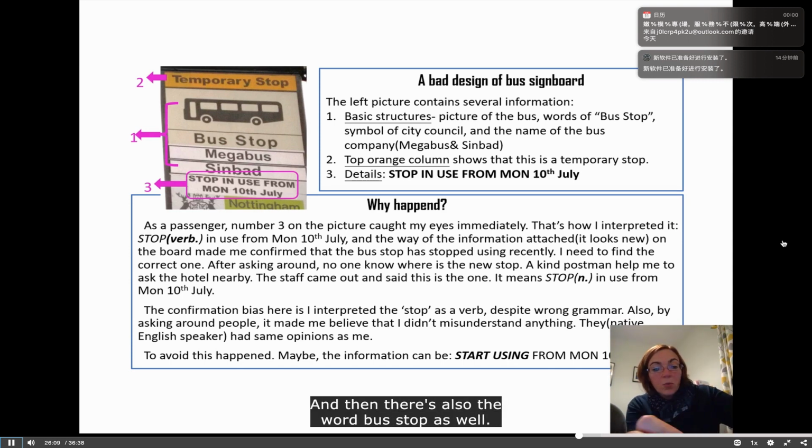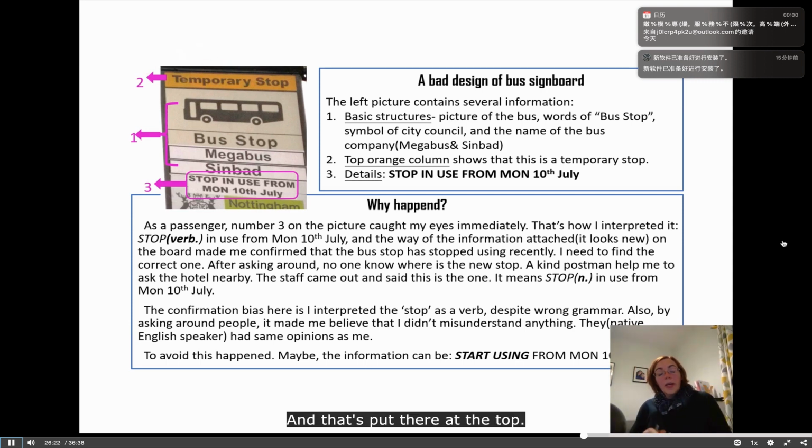And then there's also the word bus stop as well. So we understand that this is a bus stop. It also explains it's a temporary stop, and that's put there at the top. And it explains the bus company, Megabus and Sinbad.